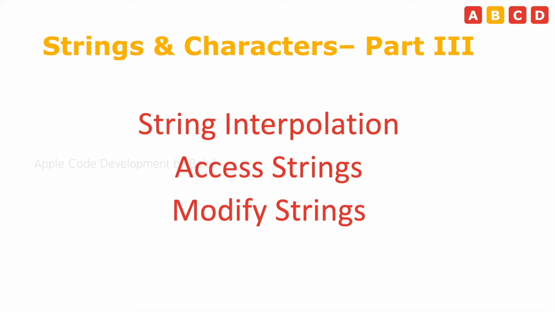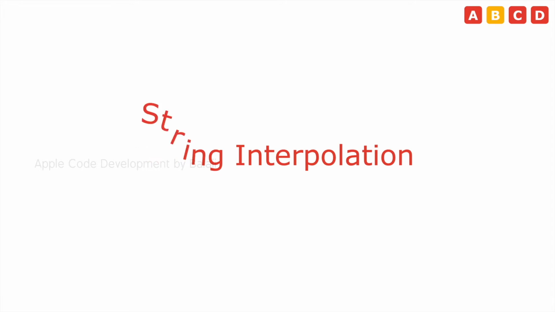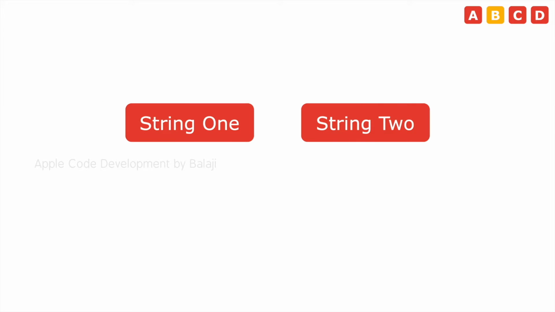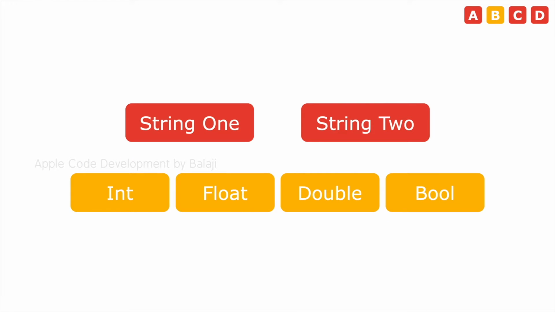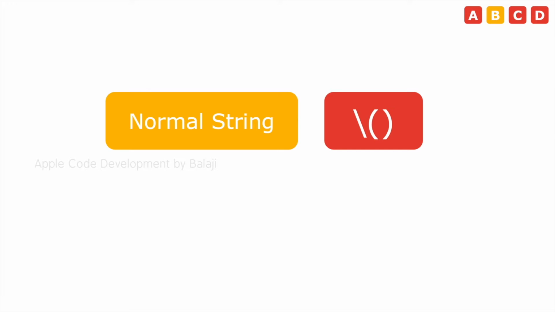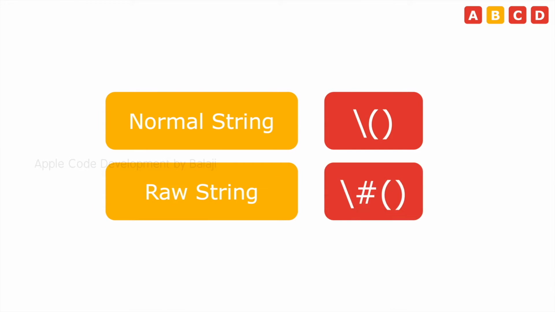Okay, let's start. The fifth topic is string interpolation. String interpolation is used to load the value from one string into another. It is not only for strings, but also integer, float, double, bool, etc. For that, we need to use backslash, open and close bracket. Hope you remember this from string literals. For a raw string, use backslash, hash, open and close bracket. For a normal string, use backslash, open and close bracket itself.